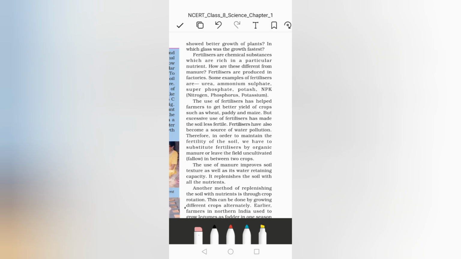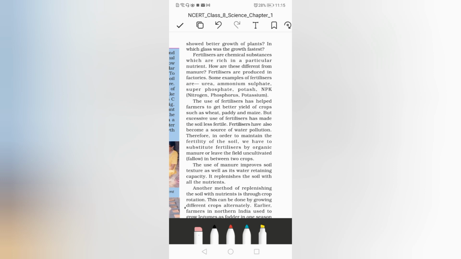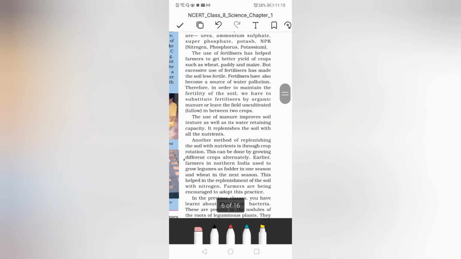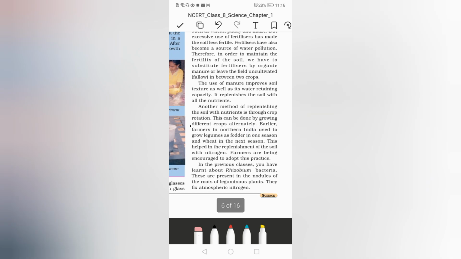The use of manure improves soil texture as well as its water retaining capacity. It replenishes the soil with all the nutrients. Okay, the use of manure improves the soil's texture as well as its water retaining capacity. That means when you use manure, it improves the soil's texture and increases the capacity of the water it can hold, and it also replenishes the soil with all the nutrients. It means it adds more nutrients into the soil.